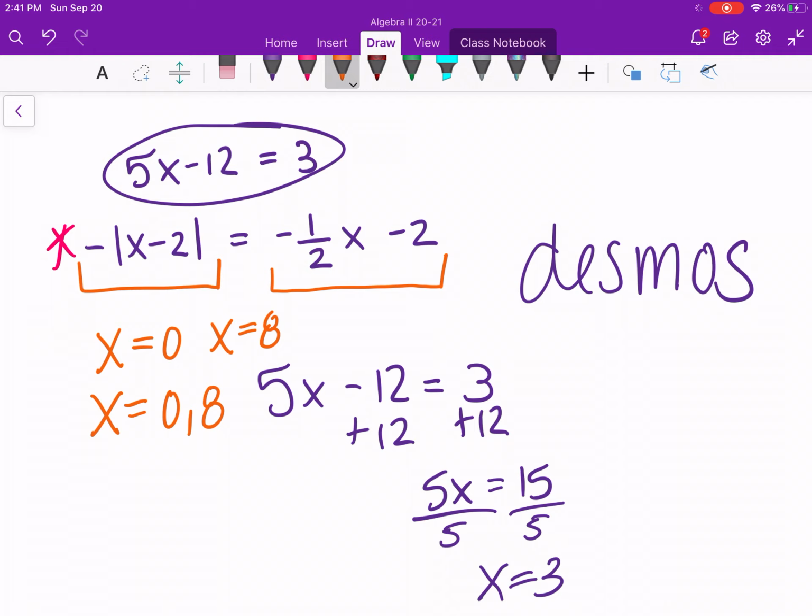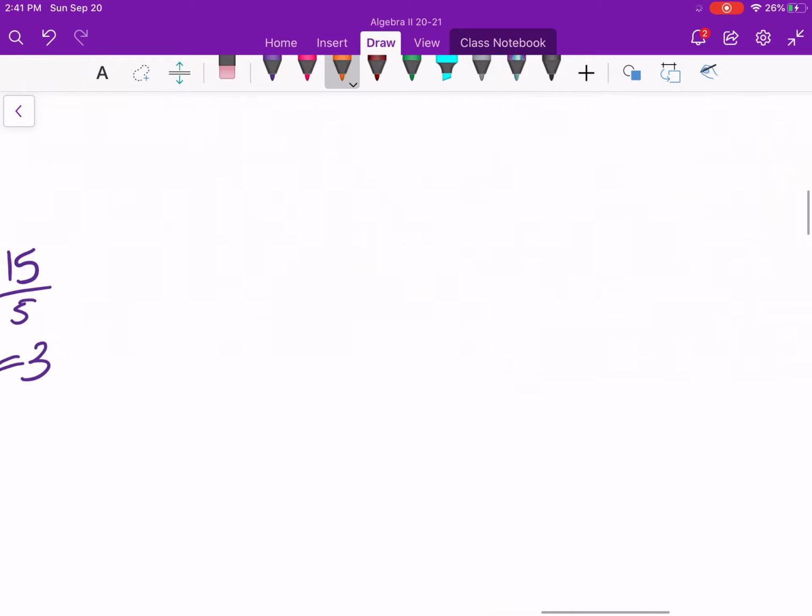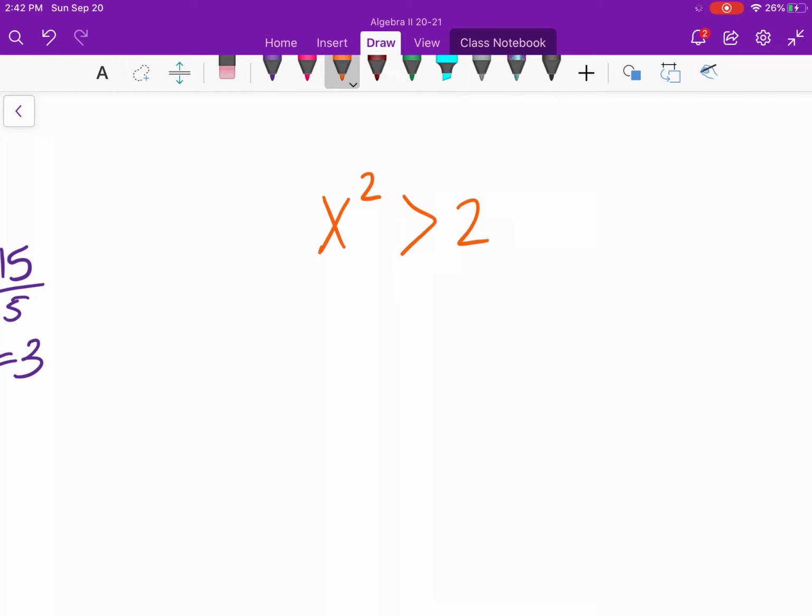So now we're going to talk about using our graph to solve inequalities. All right? So we know inequalities are like 6 is greater than 4. We know that. But now we're going to do equations. So if I have an equation x squared, I want to know where on the graph it is bigger than 2.